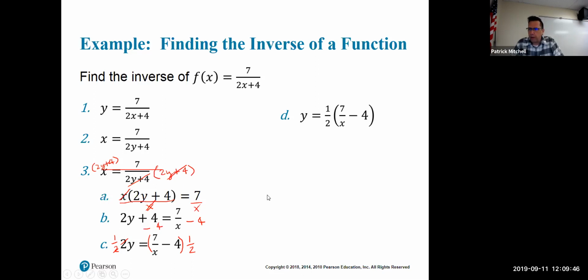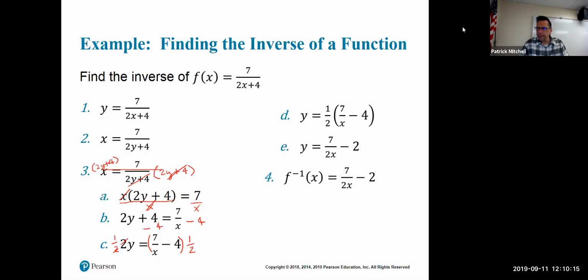So now the hard part's over. I just write it using the function notation. Oh, that's right. First, I distributed the 1/2. You don't really have to do that, but it makes it look a little nicer. You don't have the parentheses anymore. And now I will write it using the function notation. So the inverse of the function f of x equals 7 over 2x plus 4 is f inverse of x equals 7 over 2x, subtract 2.